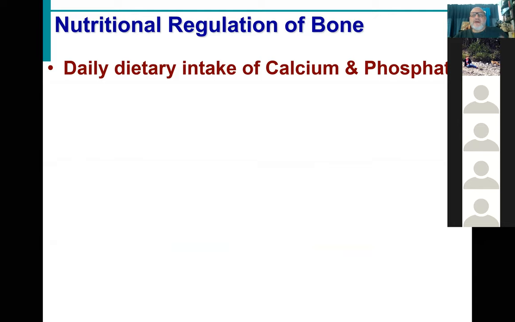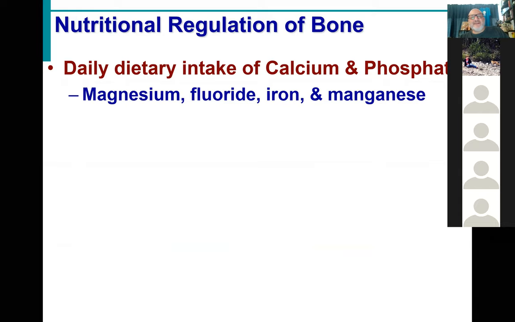So that is exercise. Let's talk about another easy one. Next easy one is nutrition. But this one's not quite as easy. There are definitely the obvious stuff. We need a daily intake of dietary calcium and phosphate, magnesium, fluoride, iron, manganese, etc.